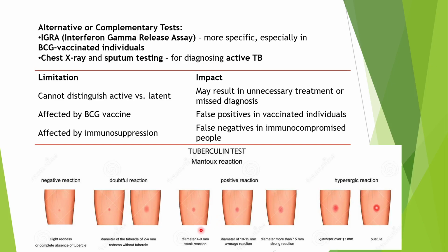A positive reaction is said when the diameter of the tubercle or the pustule is 4 to 15 millimeters. So 4 to 9 millimeters is a weak reaction, 10 to 15 millimeters is an average reaction, and 15 millimeters and above is a strong reaction. And then a hyperergic reaction is when the diameter is over 17 and you see a proper pustule formed in the person. So these are how it differs based on the amount of reaction that is seen.